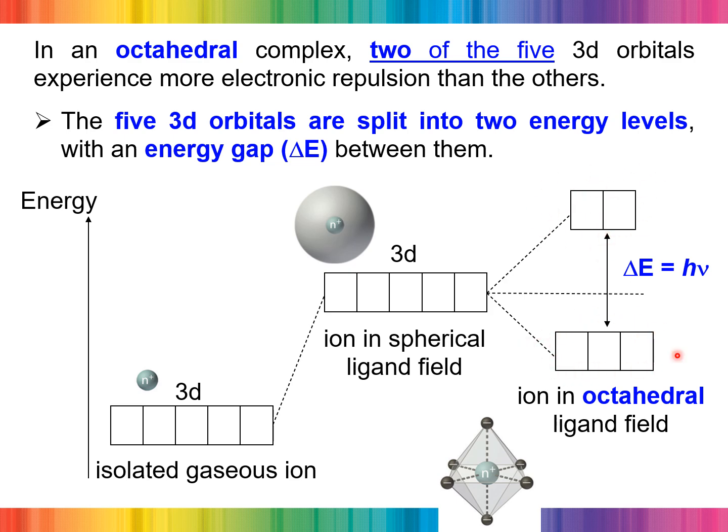2 are affected more, 3 are affected less. The energy gap is seen as hν. You can call it hν, but actually it's called ΔE, which is Planck's constant times frequency over here.